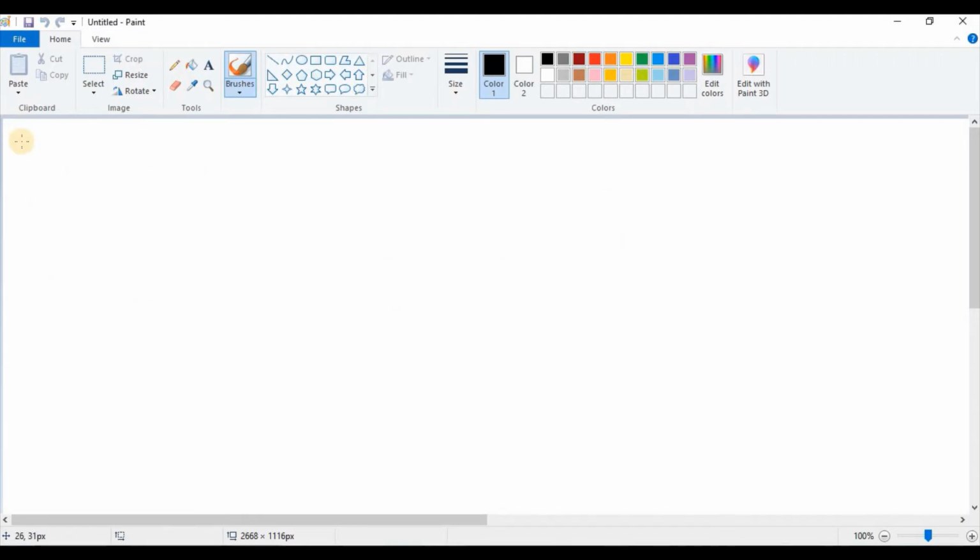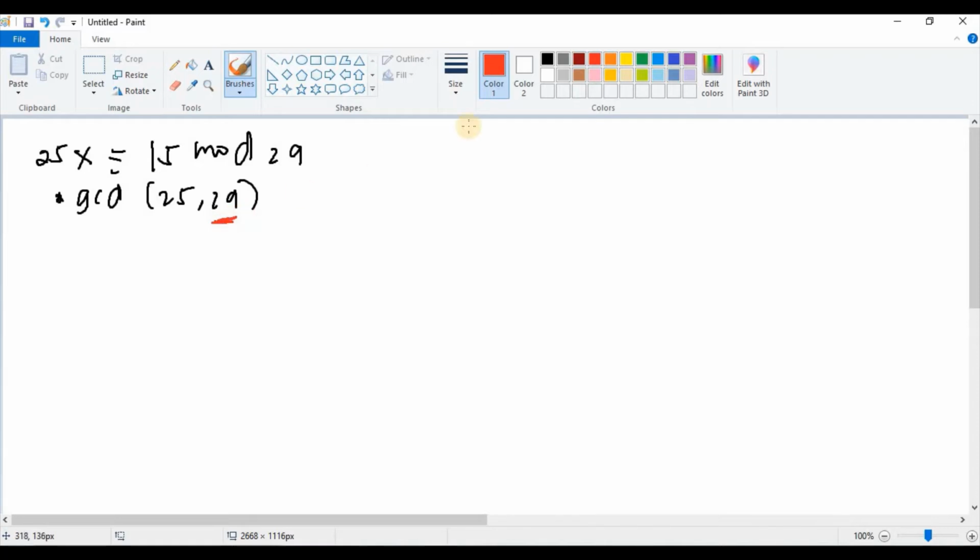Okay. Next example. For example, we have 25x is congruent to 15 mod 29. The first step is to check the GCD of 25 and 29. But as you notice, 29 is a prime number. So, these two are relatively prime. Therefore, the GCD is 1. If the GCD is 1, you only have one solution, because your D or your GCD determines how many solutions there are.